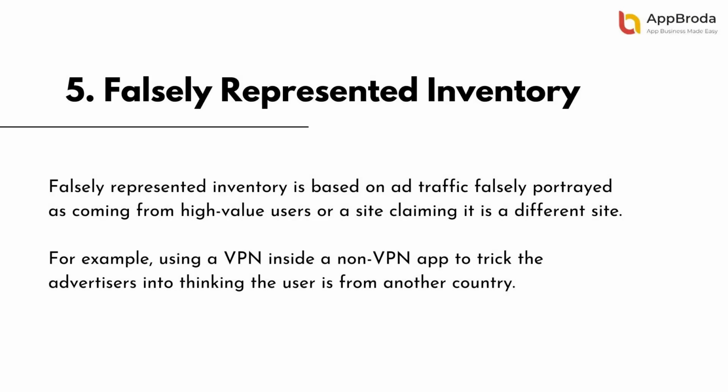Finally, falsely represented inventory could be another reason for invalid activity in your app. This happens when a user falsely portrays the ad traffic to be coming from a high value user. To give you an example, a widely followed practice among app publishers is using a VPN inside a non-VPN app to trick the advertisers into thinking the user is coming from another country.